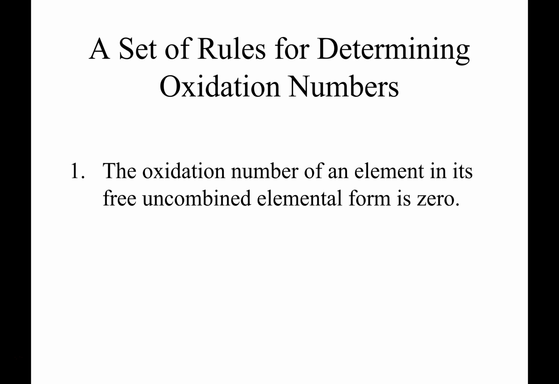Okay, speaking of hints, I almost printed these out because I like to refer back to them, but I didn't. I ran out of time and energy. So these can be quite helpful. We're going to see examples of all these rules, and I'll do examples along the way. So the oxidation number of an element in its free uncombined elemental form is 0.